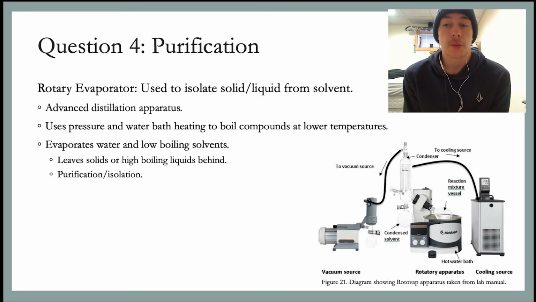The final method of purification of focus in this course is the rotary evaporator, otherwise known as the rotovap. This is used to isolate a solid or a high boiling point liquid from a solvent. It is an advanced form of distillation. It uses pressure in a heated water bath to boil compounds at lower temperatures than they normally would boil at. It can be used to evaporate water and low boiling temperature solvents, leaving behind either dry solids or pure high boiling liquids. The main use for this is purification or isolation of solids or liquids.